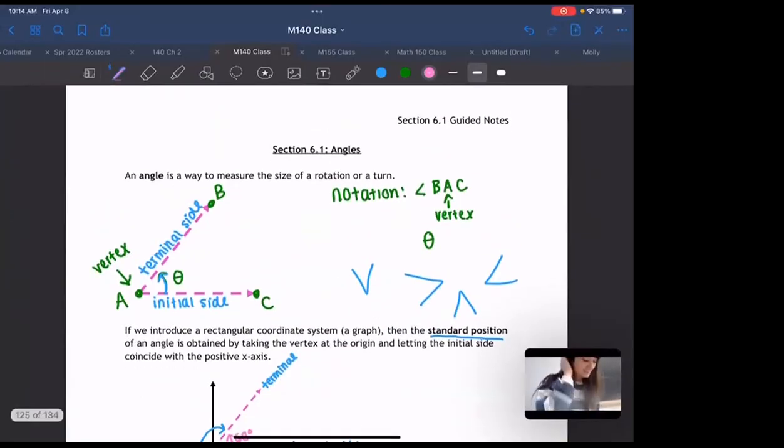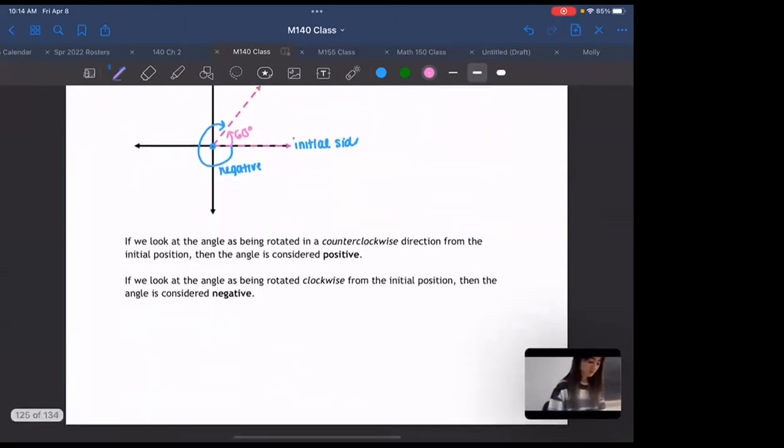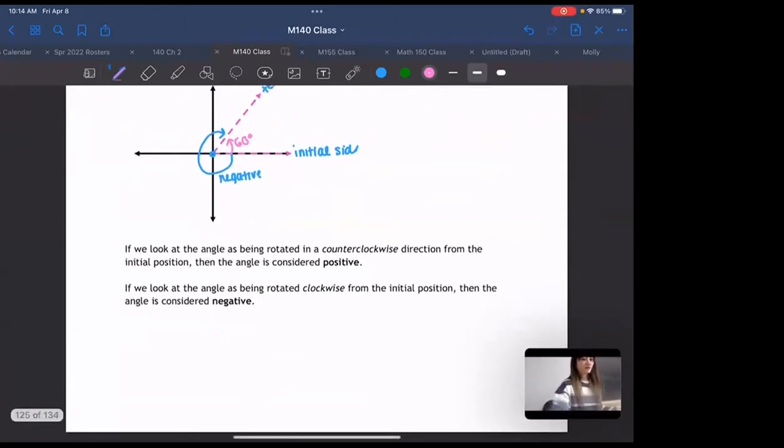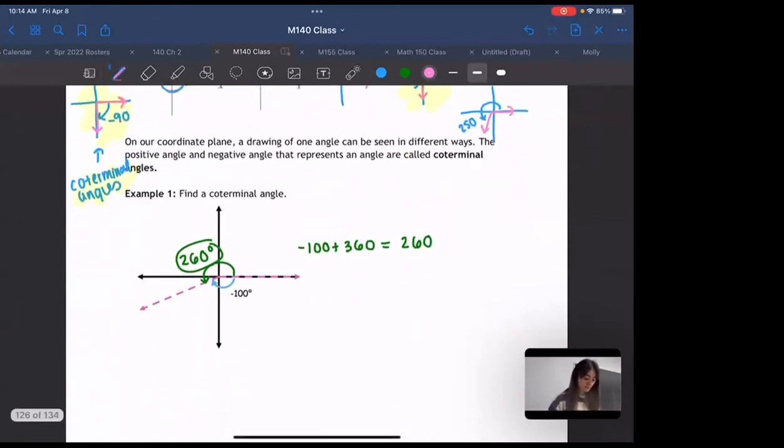So section 6.1, we dealt with angles, and we've been dealing with these things called degrees, and we're pretty good with graphing them. And we're pretty good with looking at angles in terms of the standard position. All that means is we have an X and Y axis and we drew the angle on top of it, right? We know that an angle is positive if it's counterclockwise and negative if it's clockwise. And we did a few examples with that.